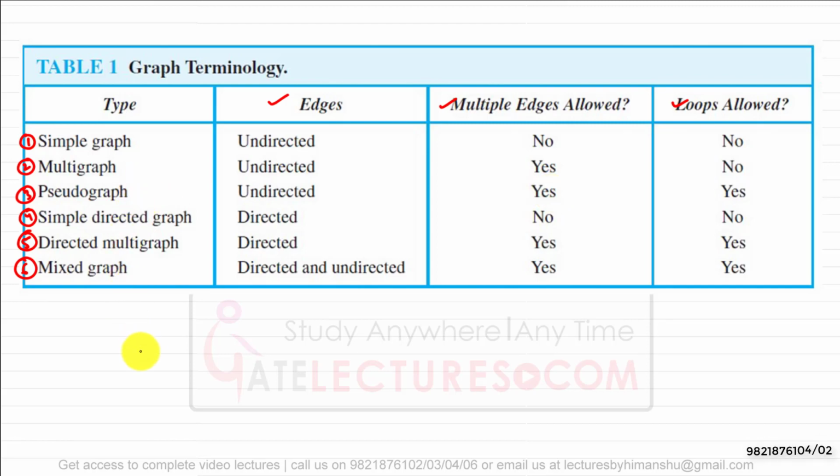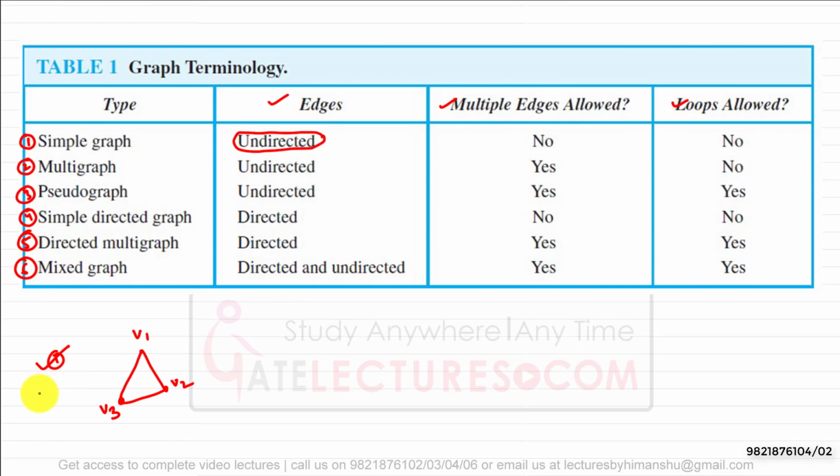For example, say this is a vertex V1, this is V2, and this is V3. This represents a simple graph, correct? Why? Because all the edges are undirected, which means there are no directions given. So this is a simple graph. Second, multiple edges are not allowed, for example between V1 and V2 there are no multiple edges. And third, loops are not allowed.